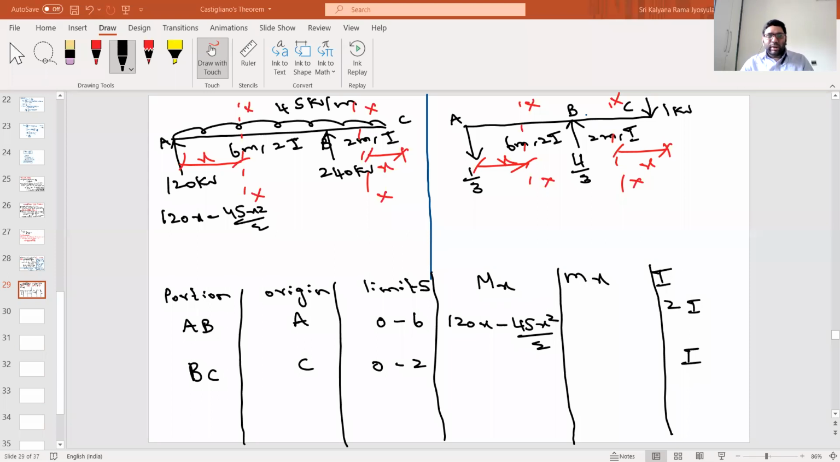What is small mx? It is straightforward. This is minus 1 by 3 into x. Now let us take BC with C as origin. With C as origin, we have only UDL here. That means minus 45 into x square by 2. And here if we take the section, 1 into x, negative, that direction, minus 1 into x.